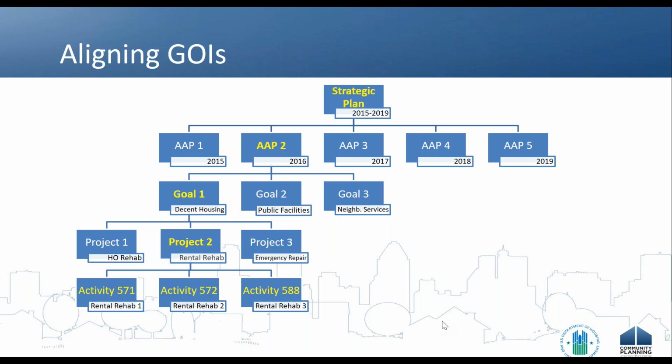And then that ties down to those three activities. As long as they are linked to that project and are using the appropriate matrix code that lines up with the corresponding goal outcome indicator, and we can make sure to send out a chart on that for you all to match up your matrix codes and how they line up with your outcome indicators, that will report all of that data for you into your CAPER.